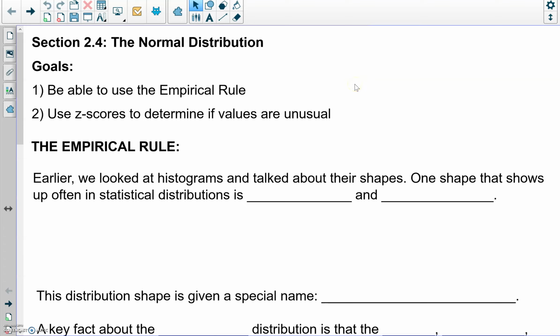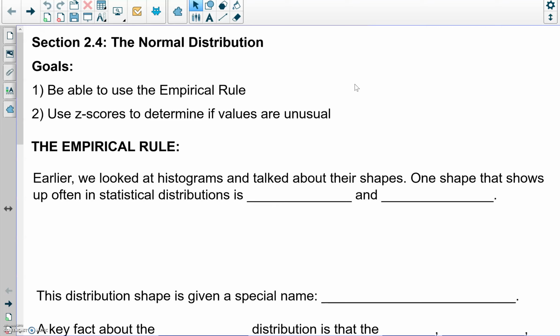Section 2.4, the normal distribution. In this section we're going to look at the empirical rule, and then we're going to use z-scores to determine if values are unusual. The normal distribution itself is a very common distribution in statistics.